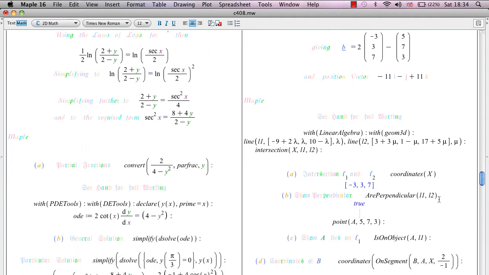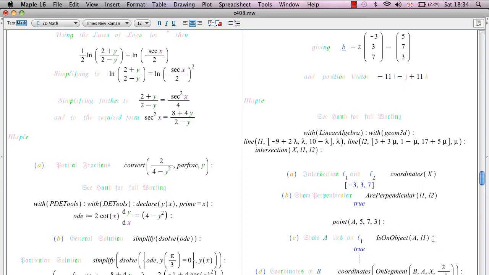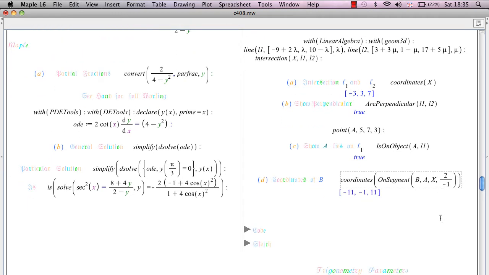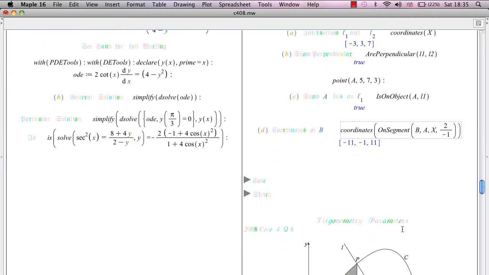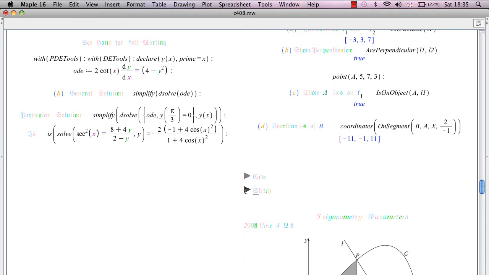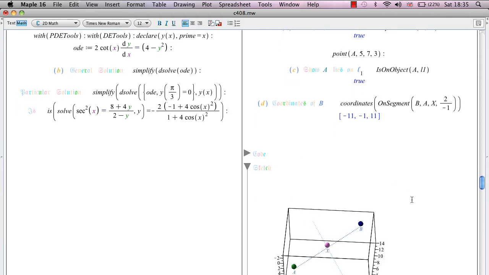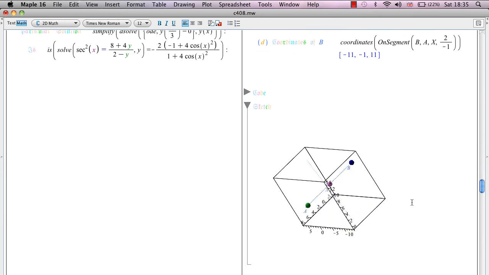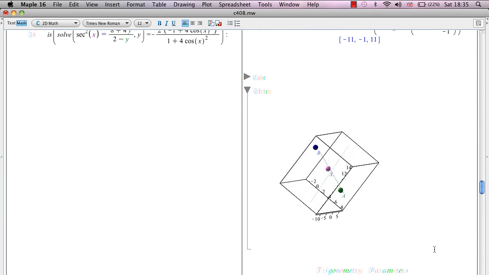The intersection point, they are perpendicular, and the coordinates B, and the sketch here shows line L1 and L2 and the intersection X.